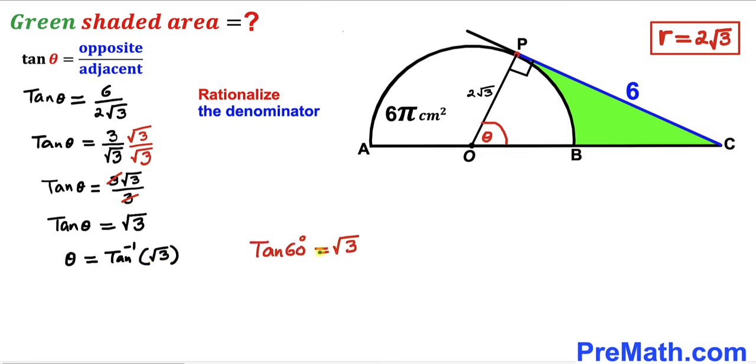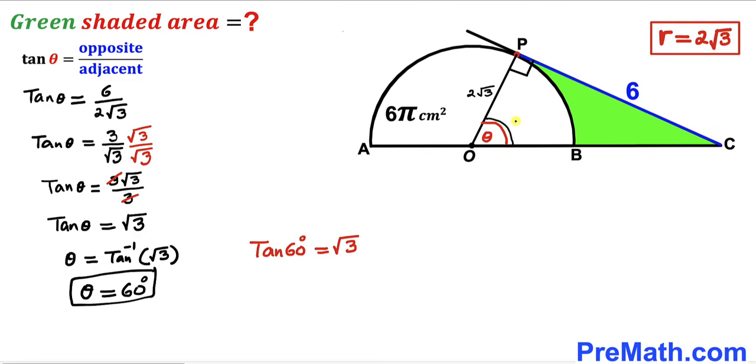And now let's make an observation. We can see tangent of 60 degrees is always square root of 3. So therefore our angle theta turns out to be 60 degrees. So therefore this angle theta is our 60 degree angle.